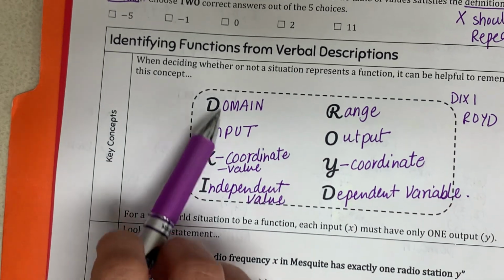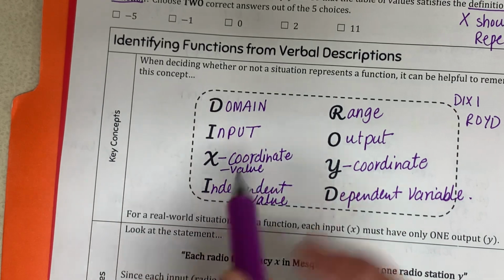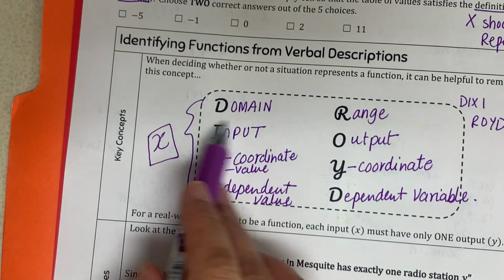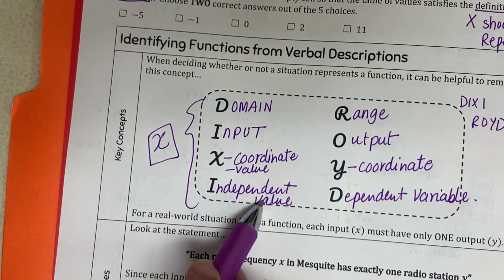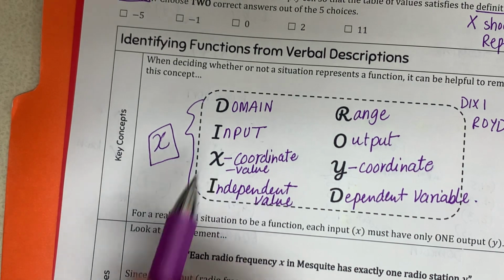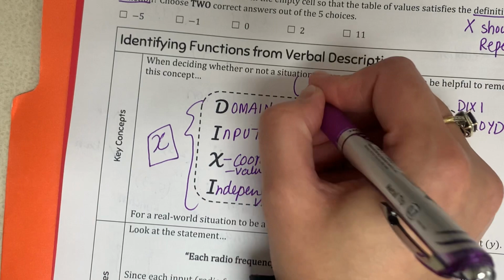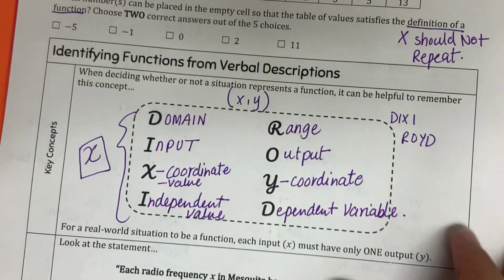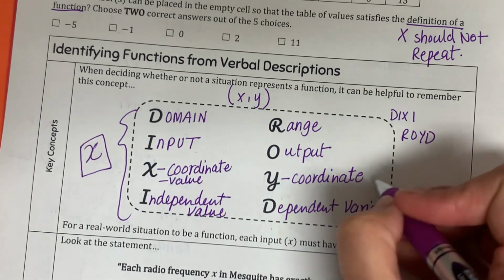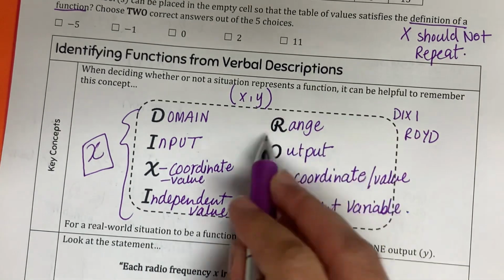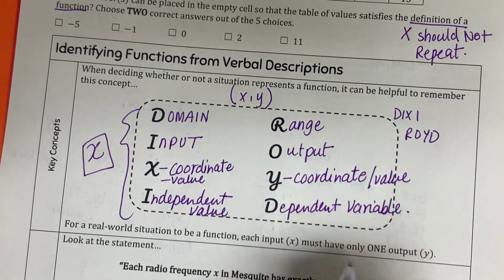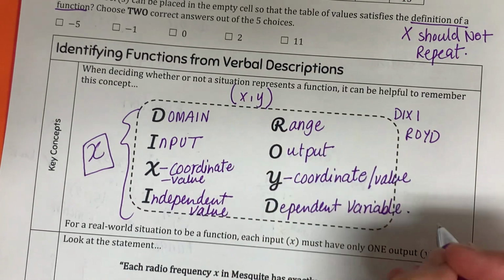So Dixie is all about the X. Domain, input, X coordinate, independent values. These are all the properties of the X coordinate of that X, Y pair. Range, this is Royd. This is all about the Y coordinate or Y values. Range, output, Y coordinate, dependent variable. This is all about the Y.